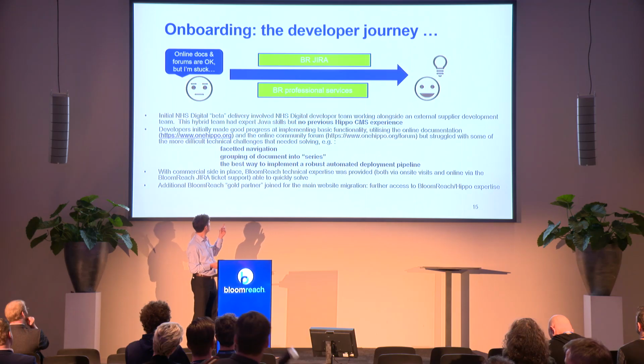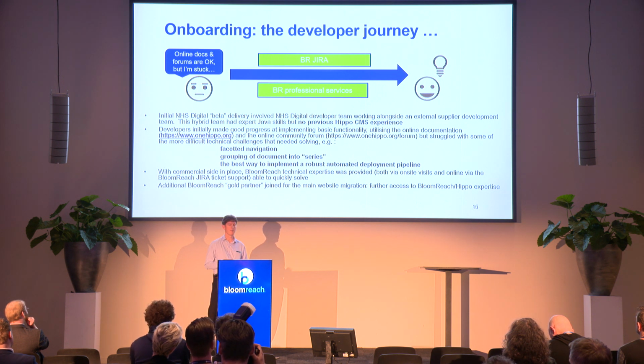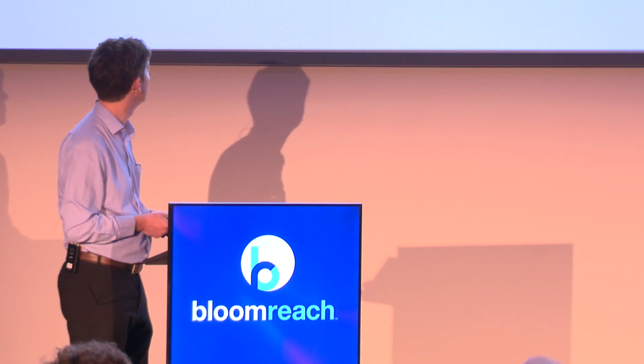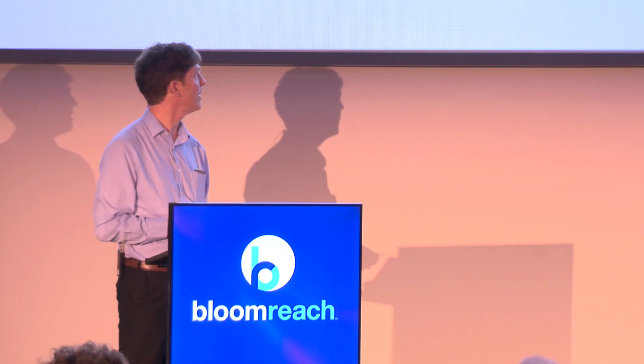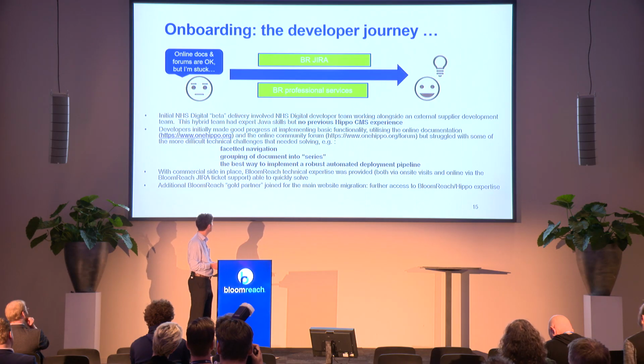The developers shifted up a gear. William showed them how to do what they needed to do. So the tricky things at the time were faceted navigation, grouping of documents into time series. So we have statistical publications that maybe are released every month or year. We group them into time series publications. And the best way to implement a robust and automated deployment pipeline as well. That was tricky, but we got there.